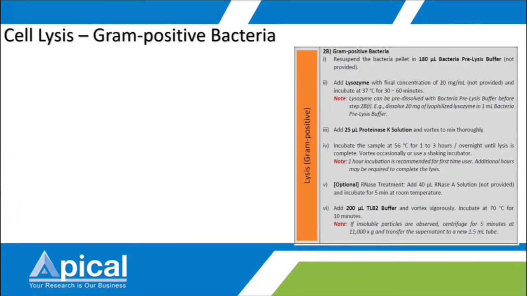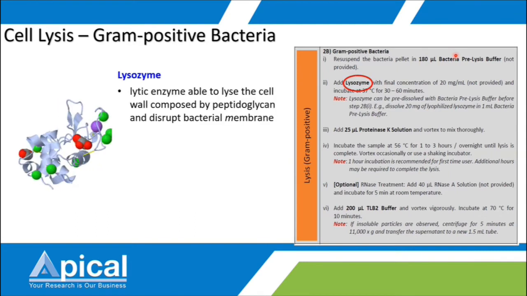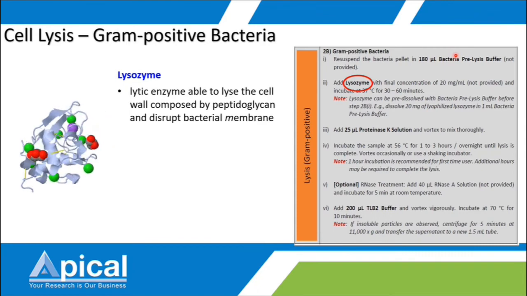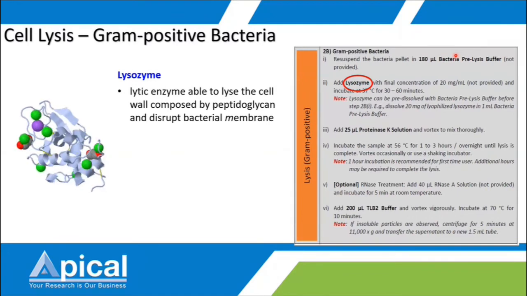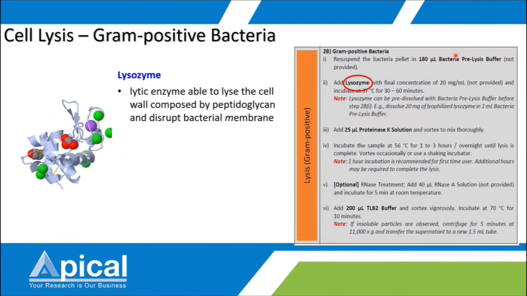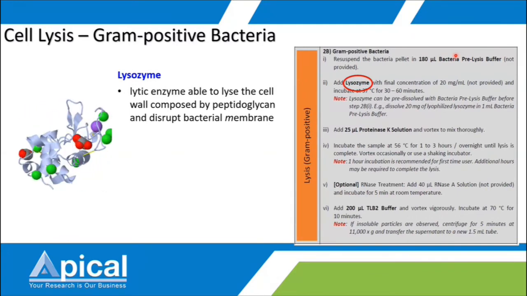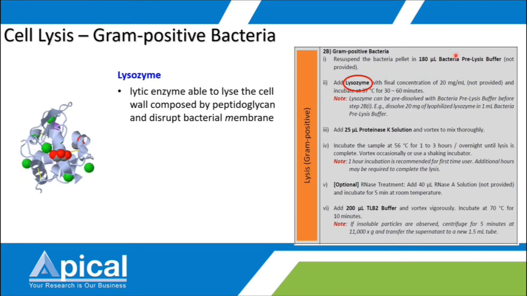Okay, so in the lysis of gram-positive bacteria, lysozyme is used. Lysozyme is a lytic enzyme which is able to break down the thick cell wall of gram-positive bacteria, which is composed of peptidoglycan, and it will disrupt the bacterial membrane.